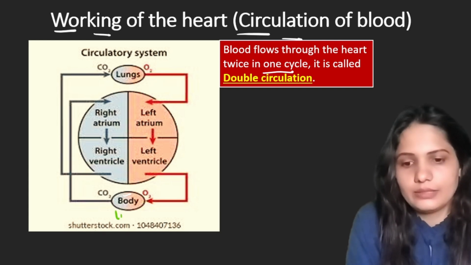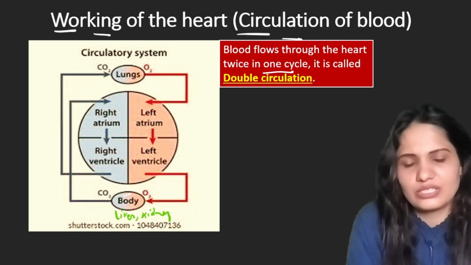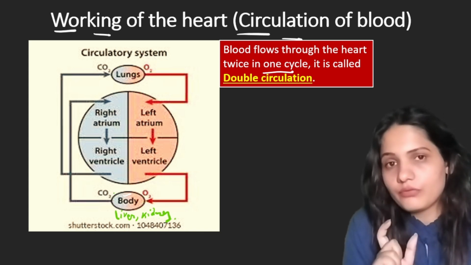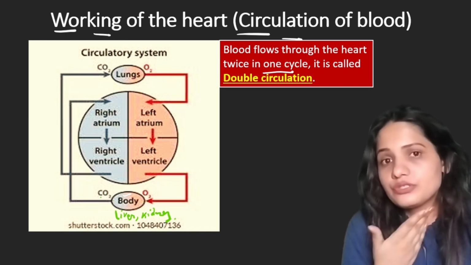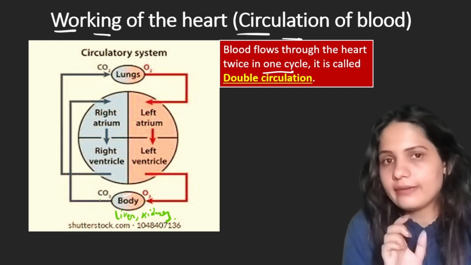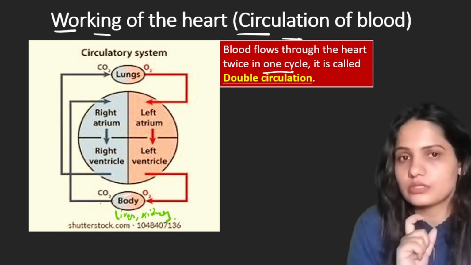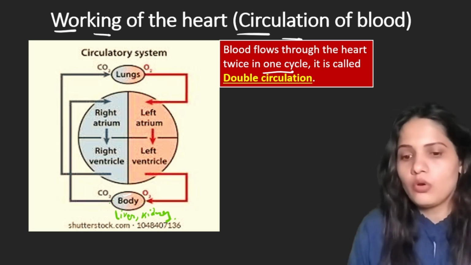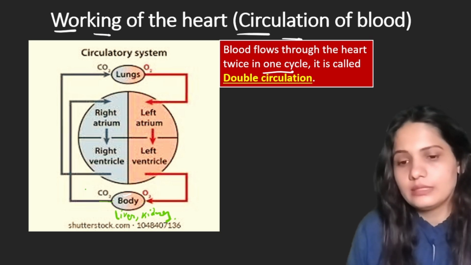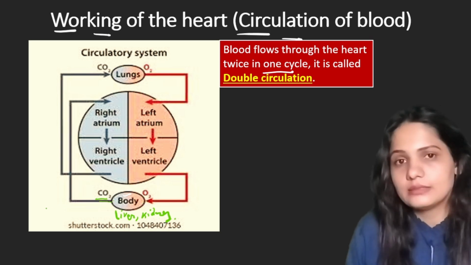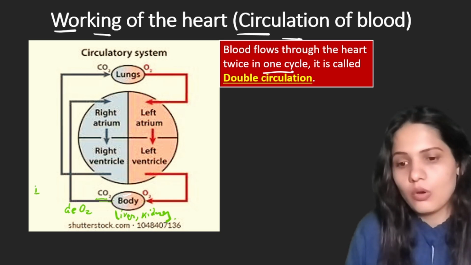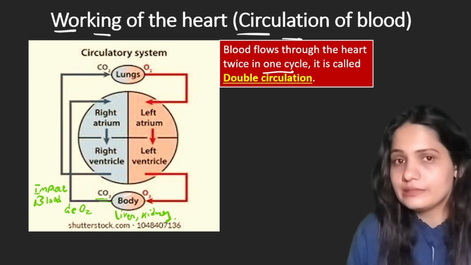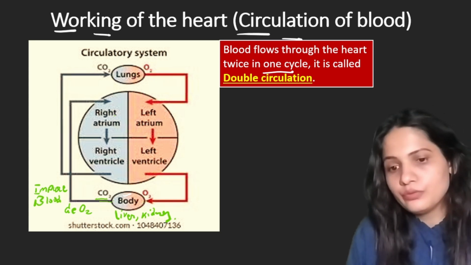Let's say this is the liver, or let's say this is the kidney, any organ. As I have told you earlier, the blood that comes out from a body organ is always impure blood, high in CO2 content, deoxygenated blood. That blood contains a higher level of carbon dioxide and a lower level of oxygen. Now this impure or deoxygenated blood passes into the right atrium.